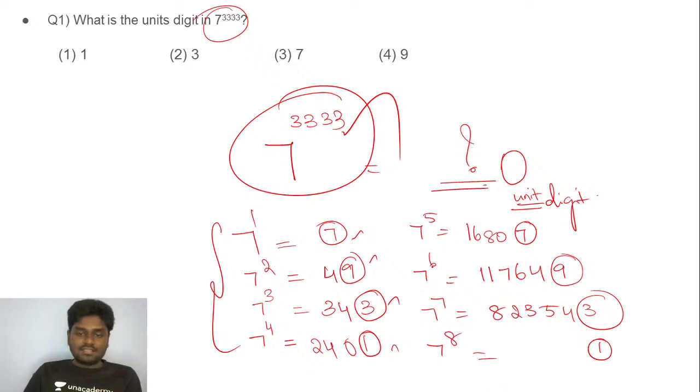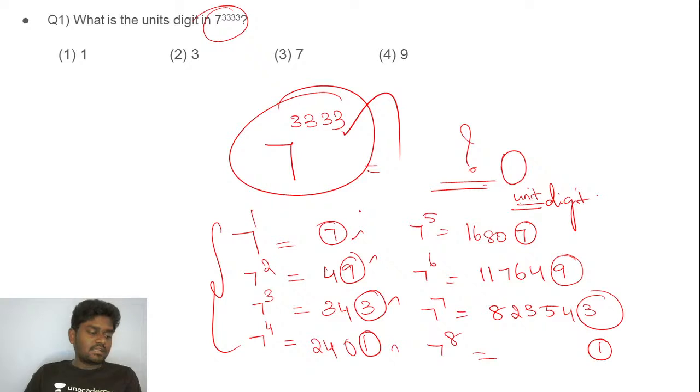So it's going to be 7, 9, 3 and 1. Which means you would find the unit digits repeat themselves every 4 terms, right? So we therefore know that it's a cyclic pattern. The cyclicity of 7 is 4, actually.